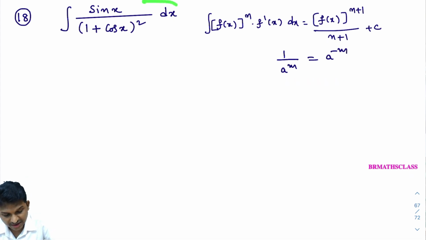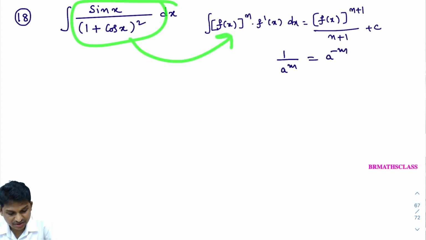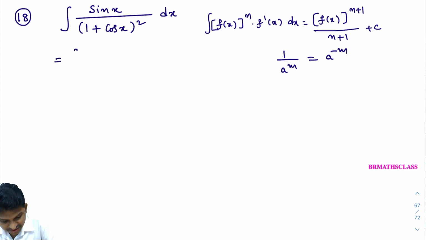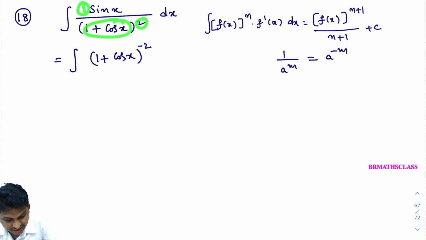So, to do this problem, to write this into this form, what I'll do? I'll rewrite the given function like this. Integral of (1 plus cos x) whole power minus 2. I can write like this. See here, 1 divided by a power m can be written as a power minus m.